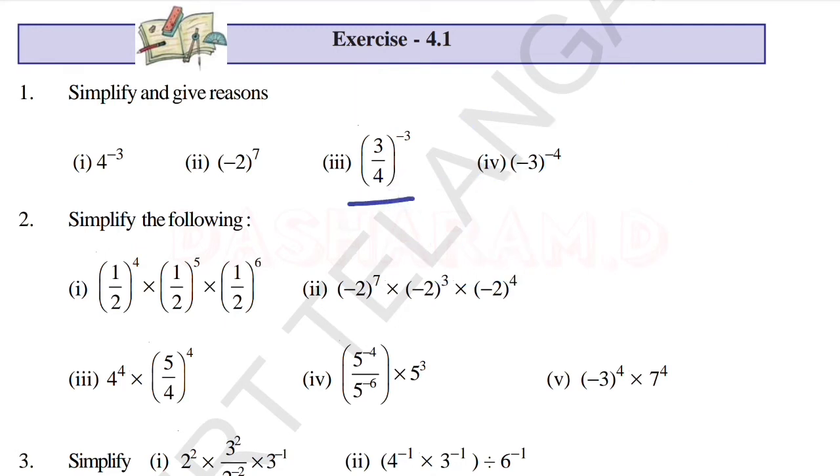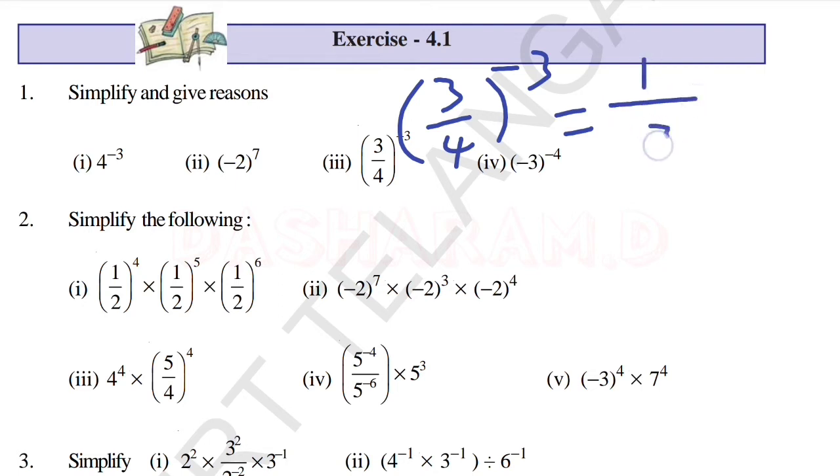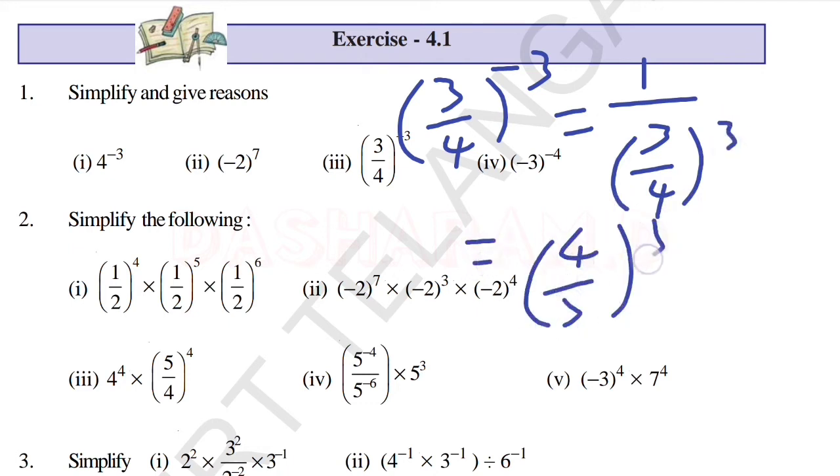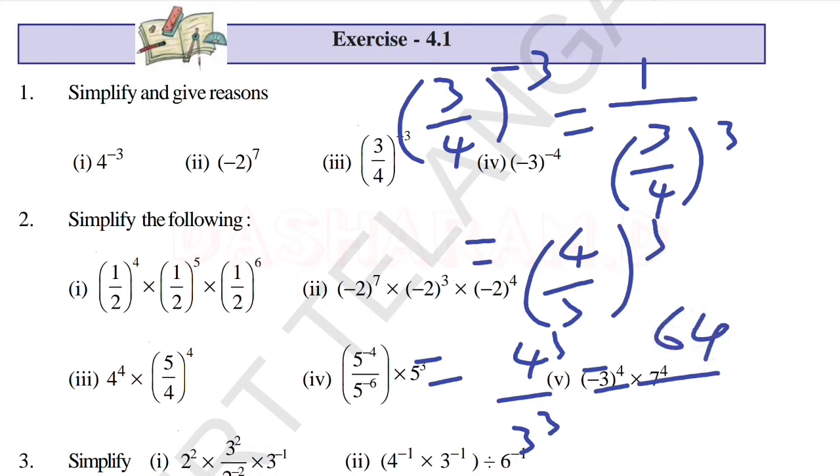Next, 3 by 4 whole power minus 3. See here, it is a negative power, but we can make it a positive power by using the formula. So now it is equal to 4 by 3 whole power 3. Now apply the power 3 for numerator and for denominator. So 4 cube answer is 64, because 4 into 4 into 4, and 3 cube answer is 27.